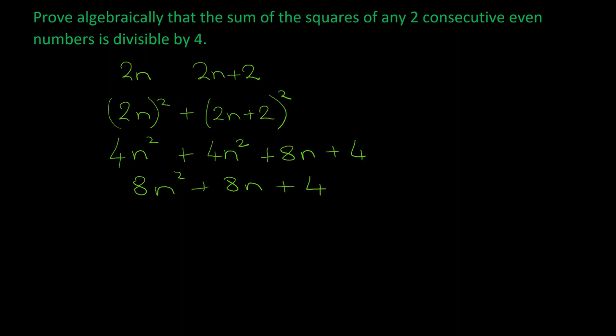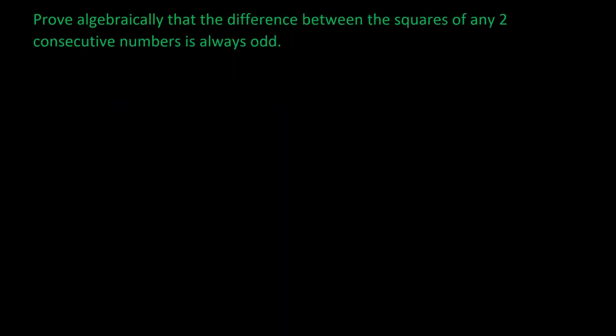Now they want us to prove that this can be divided by 4, and the way you do that is by factorising out 4. So this would leave us with 2n squared plus 2n plus 1. So 4 times something that would be a whole number is going to be part of your 4 times table, and therefore you can divide it by 4 and have a whole number answer. And so that's proved.